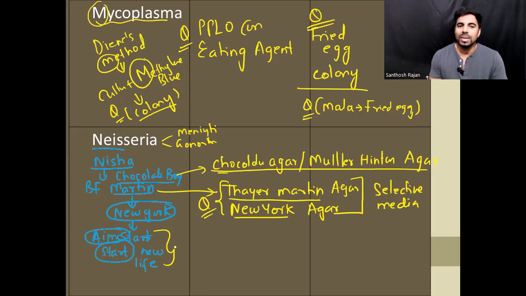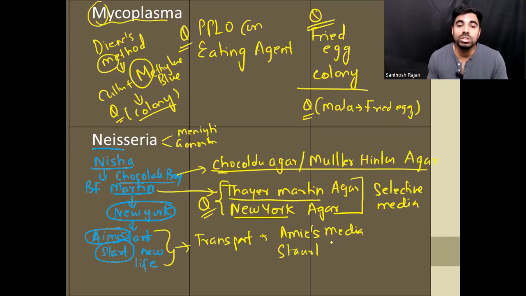Aim, start, what is this? Because of transport media, especially for gonorrhea. What happened to Nisha? She thought of going and settling with the Thayer-Martin, New York. Unfortunately, she got gonorrhea. So sad. So aims, because transport media, and she aims to start a new life, transport media, is repeatedly asked in questions, especially for gonorrhea.